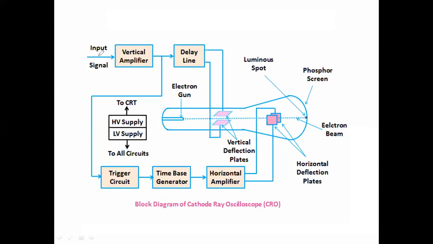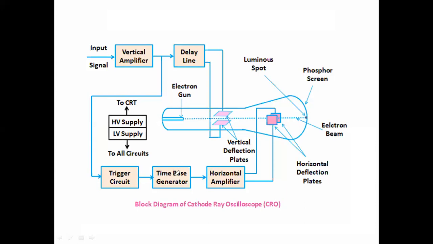Here we apply the input signal, and that input signal is applied to the vertical amplifier. It will amplify the signal, increasing its strength, in such a way that it can drive the vertical deflection plates. The same amplified signal is given to the trigger circuit, and the trigger circuit produces an output voltage which is applied to the time-base generator.